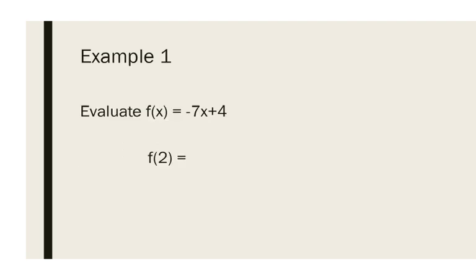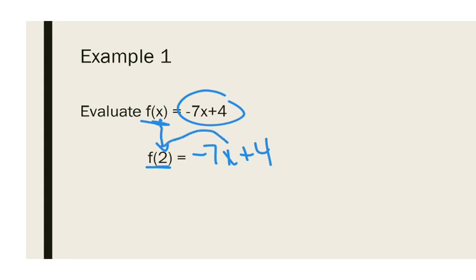Okay, so if we look at example 1, it says evaluate f of x equals negative 7x plus 4, and they want us to find f of 2. So the first thing that you'll notice here is that if we were to compare this f of x to this f of 2, notice what changed was the x became a 2. So we're going to take the equation they gave us, which is negative 7x plus 4, and wherever there's an x, we're going to fill in this 2. So we're going to say negative 7 times 2, since the x is right beside it, plus 4.